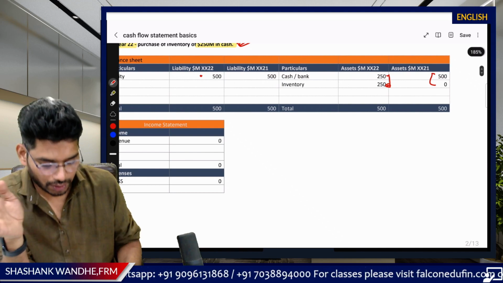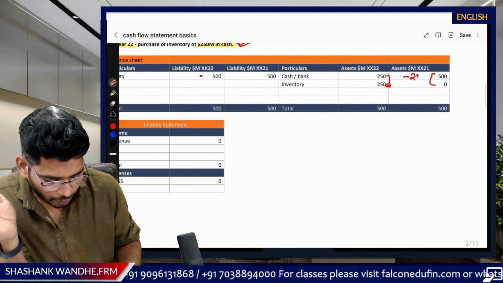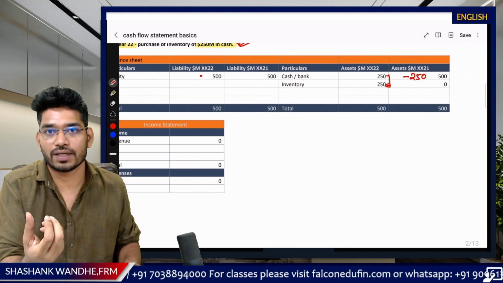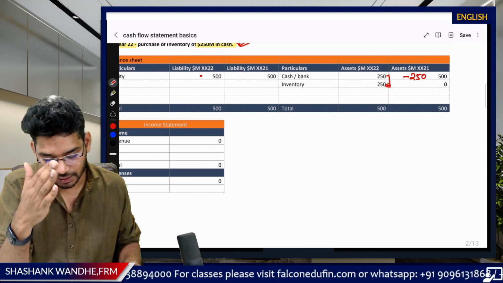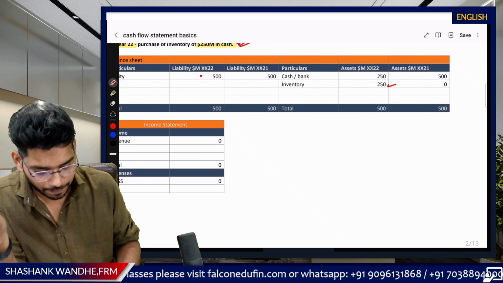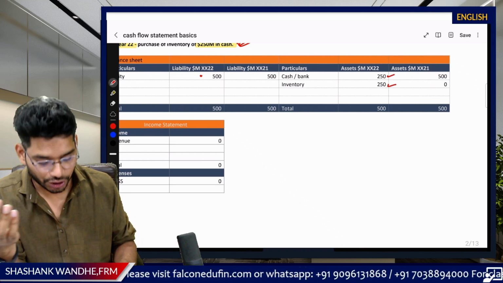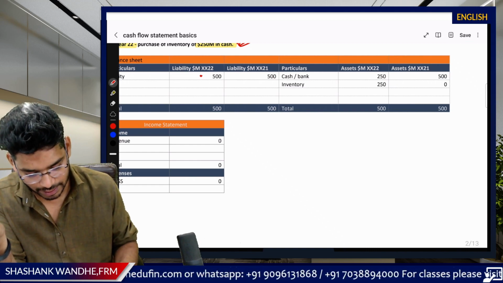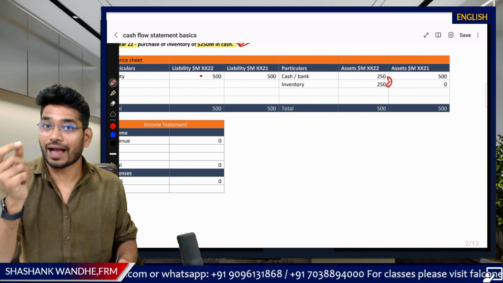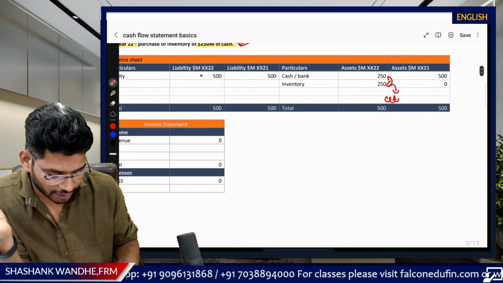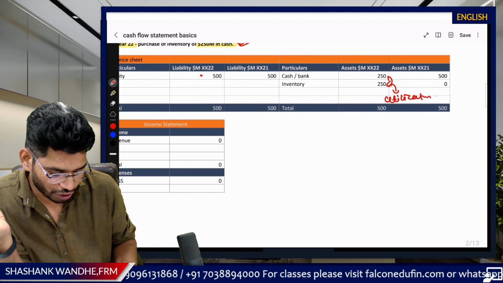So 250 million from 500 million was utilized to purchase inventory. Finally, we will have 250 million worth of inventory and 250 million worth of cash. This reduction in cash is coming from this purchase of inventory, and that's why we say this is the utilization of funds.